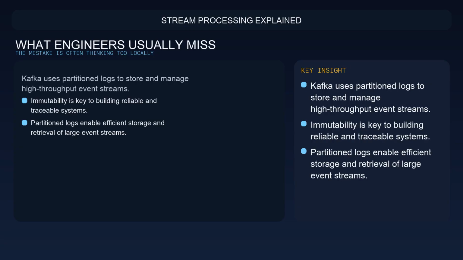A common mistake is optimizing one small part of the system while ignoring the surrounding trade-off. Kafka uses partitioned logs to store and manage high-throughput event streams. That is why this topic shows up so often in system design interviews and production incidents.